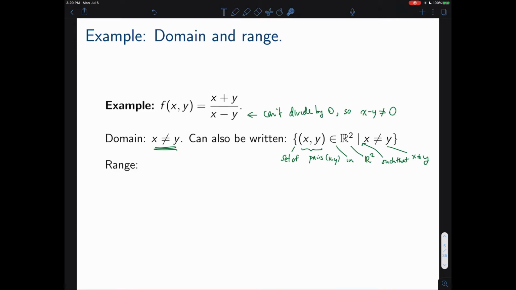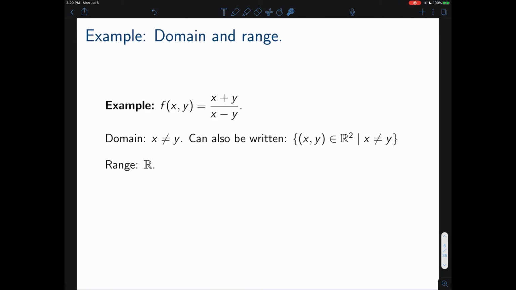All right, so the answer is that the range is all of R. The range is all real numbers. Every real number can be made as an output of this function. So there's a second puzzle for you. Can you figure out how to do it? If I give you a target like -1 or 13.2, can you find an x and a y that give you that value?